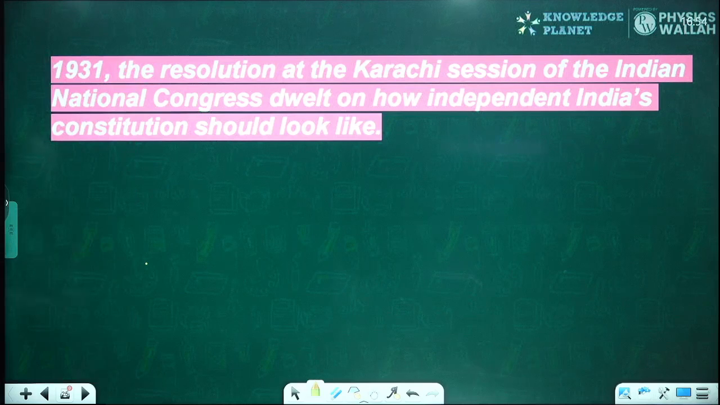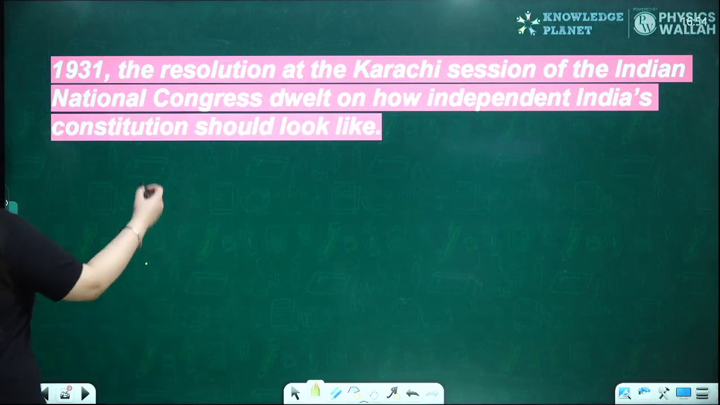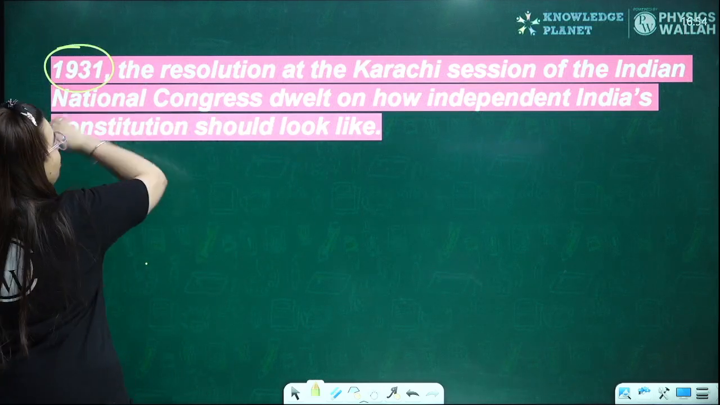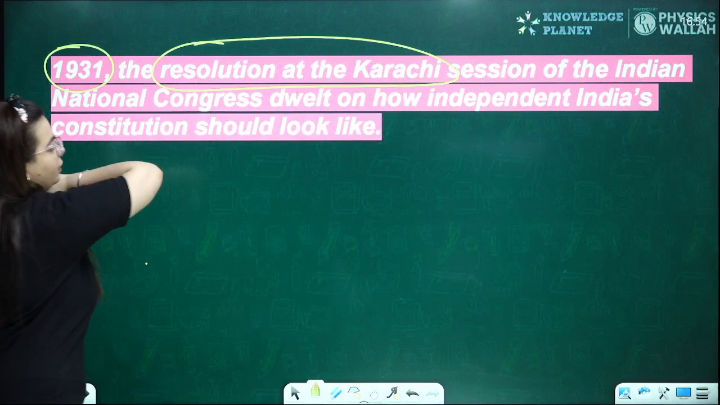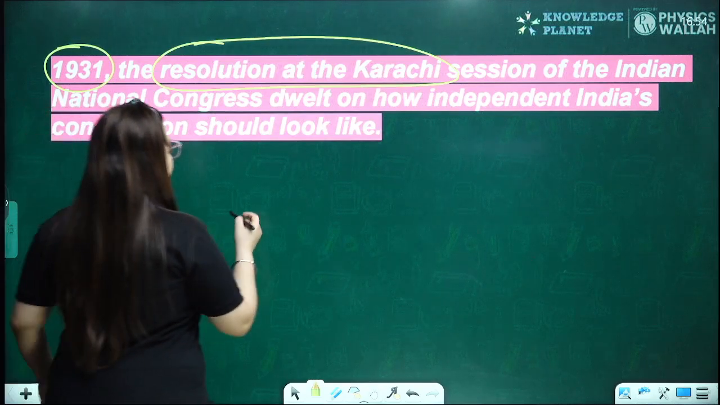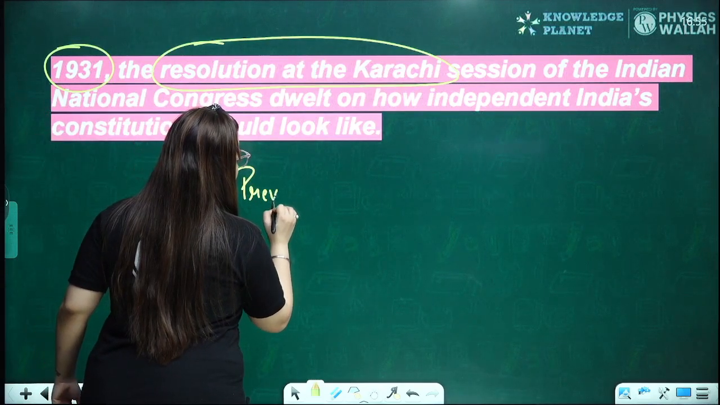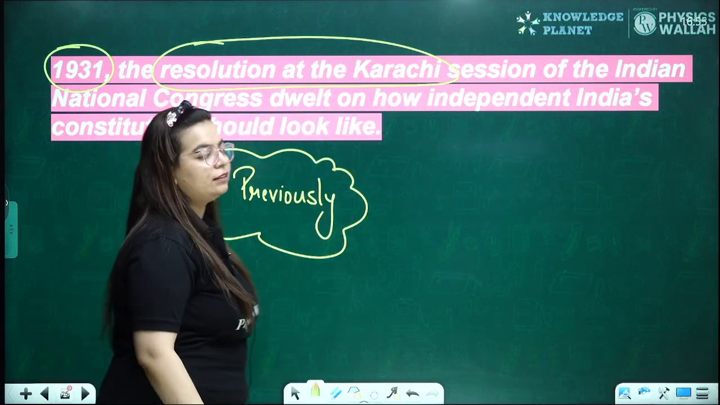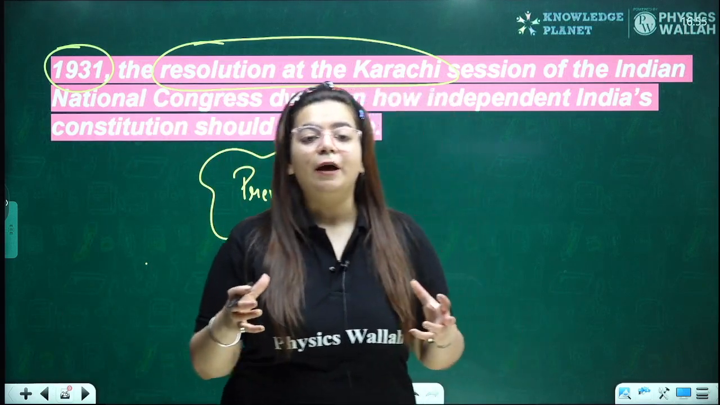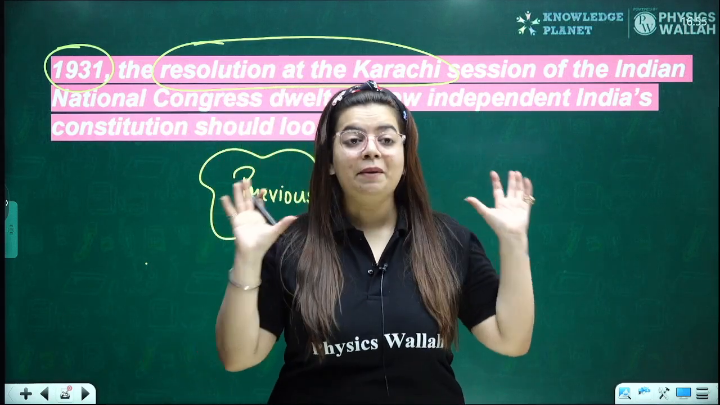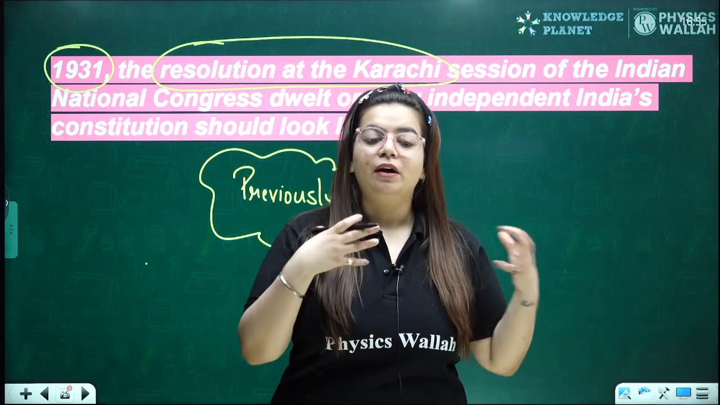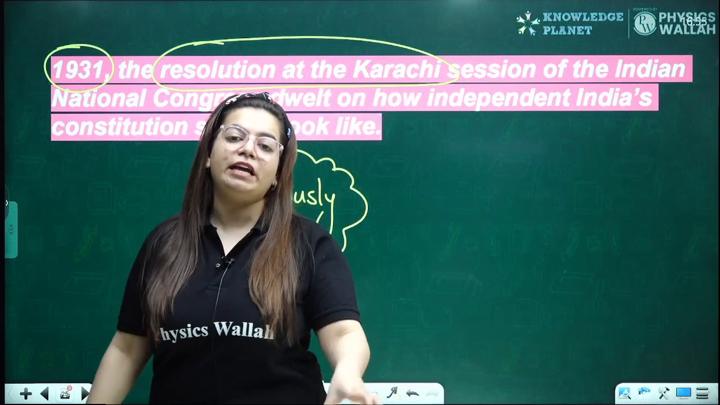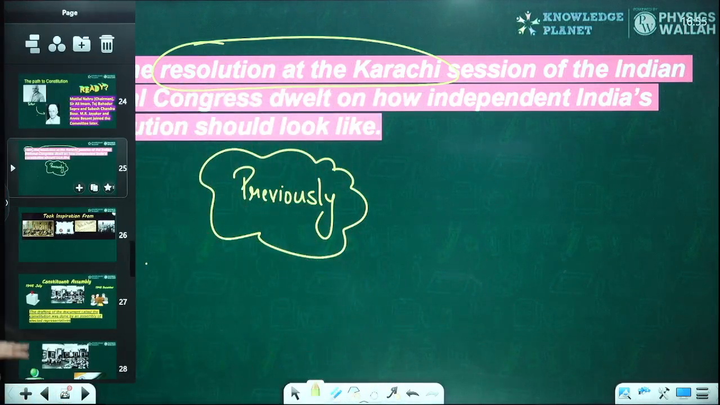In 1931, the resolution at the Karachi session of the Indian National Congress dwelt on how the independent constitution would look. So they had already done this in 1931, known as the Karachi session of 1931. Previously, when they were a colony of the British, they were so determined that some day we will have our India back, we will have our independence back. So we needed to discuss our constitution, and the drafting of the constitution and what ideals would be in it was already done.